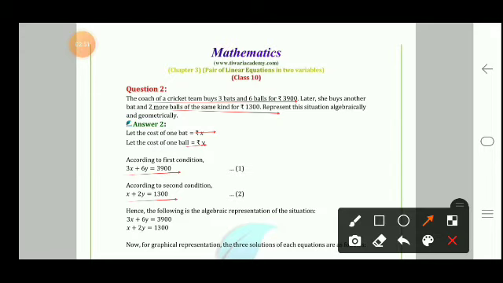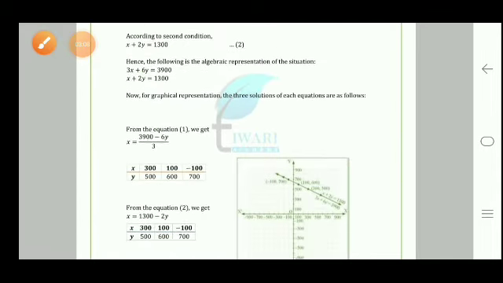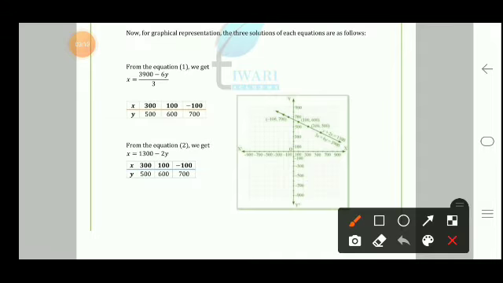So they do not need to be converted to standard form. It is given that 3x plus 6y equals 3900 and x plus 2y equals 1300. Now for the graphical representation, again we'll draw the table. In the first equation, x equals (3900 minus 6y) over 3. So if x equals 300, y equals 500; x equals 100, y equals 600; then x equals minus 100, y equals 700.